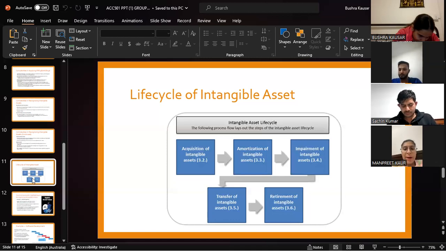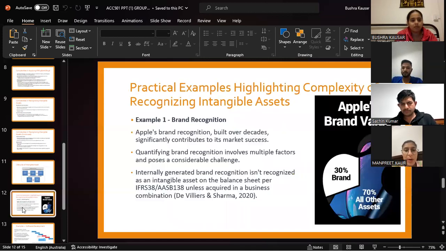Further, as per IFRS 38 slash AASB 138, internally generated brand recognition is not recognized as an intangible asset on the balance sheet. It can only be recognized if acquired as part of a business combination, creating an inconsistency in financial reporting for different companies and adding to the complexity. Slide 12, number two, software development.